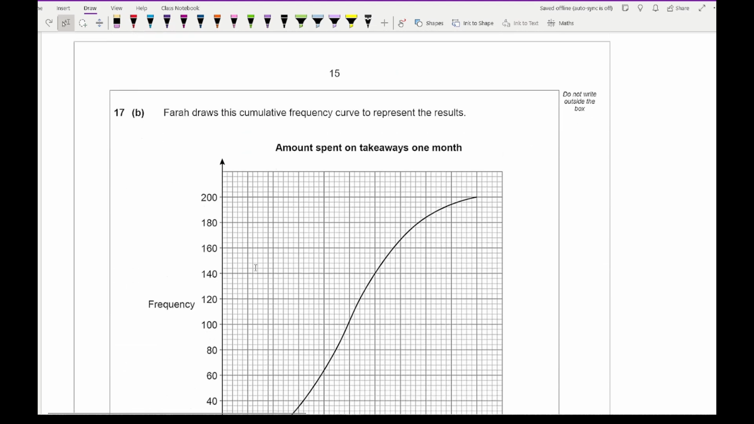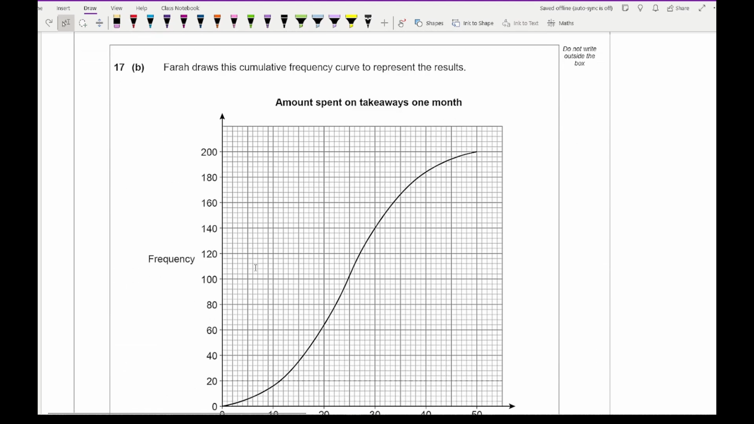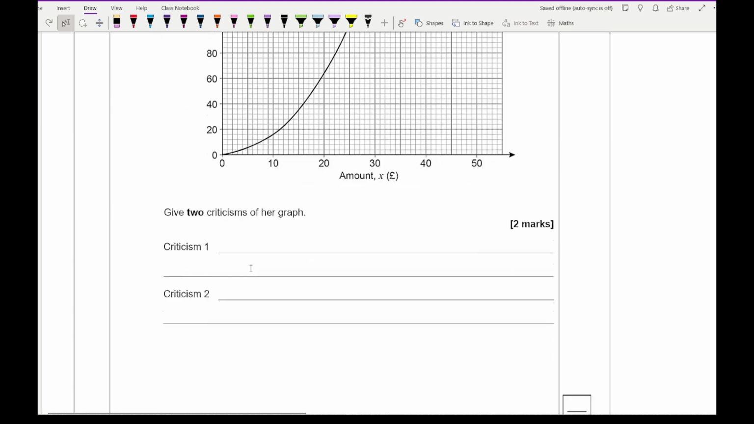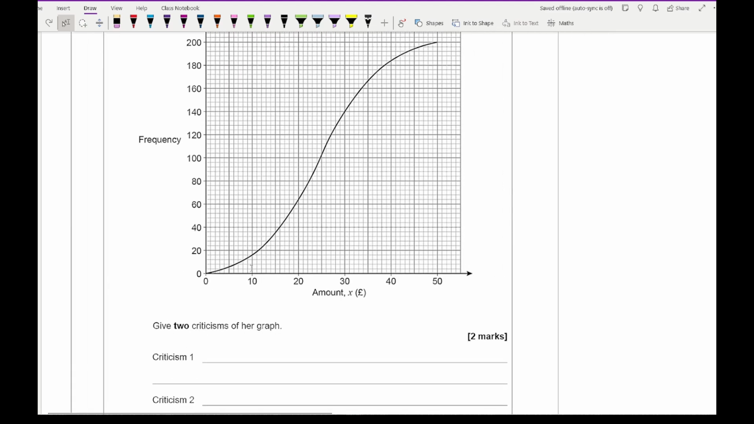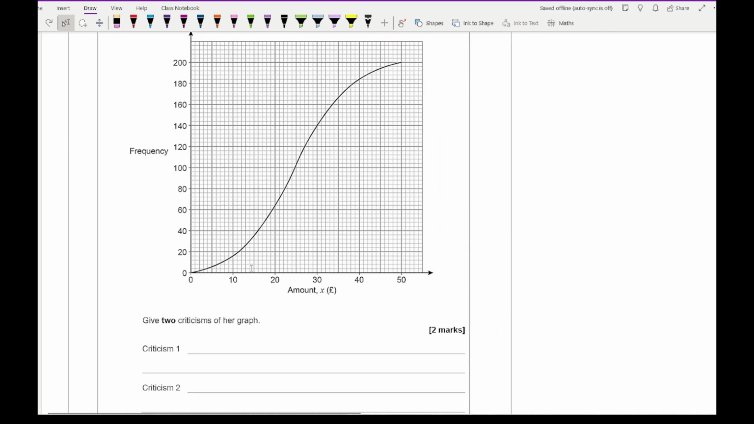126. Then for 17b, it says Farah draws a cumulative frequency curve to represent the results, and the question's asking us to find 2 criticisms of her graph. So if I just zoom out and see the question in all its entirety.